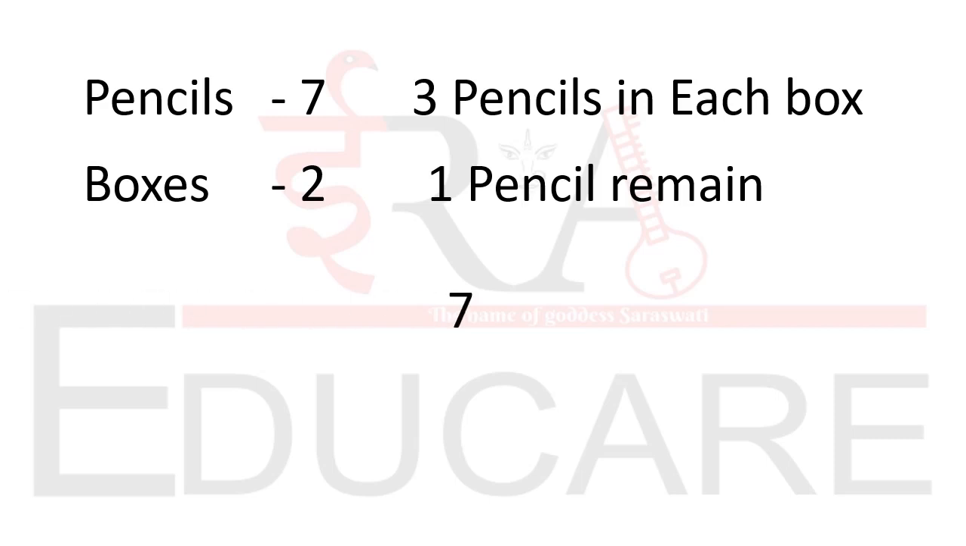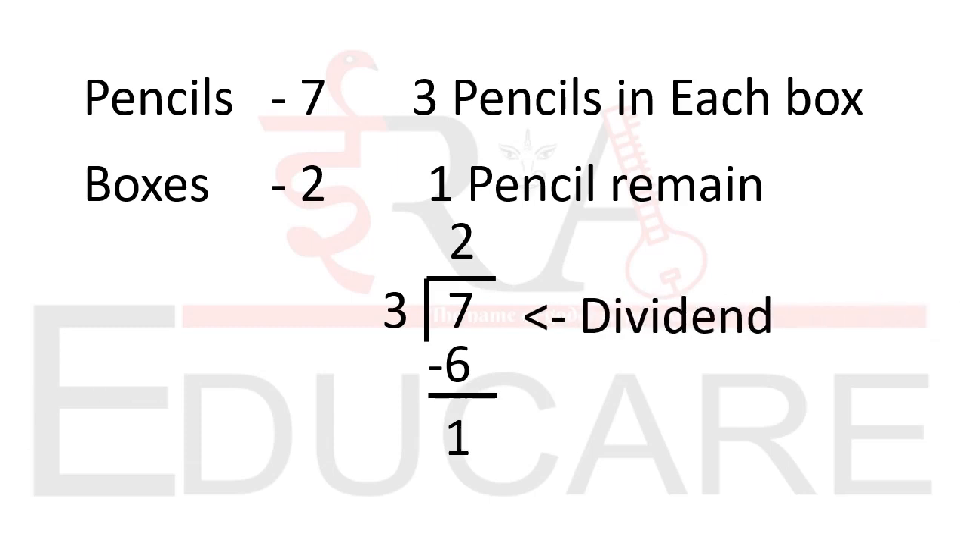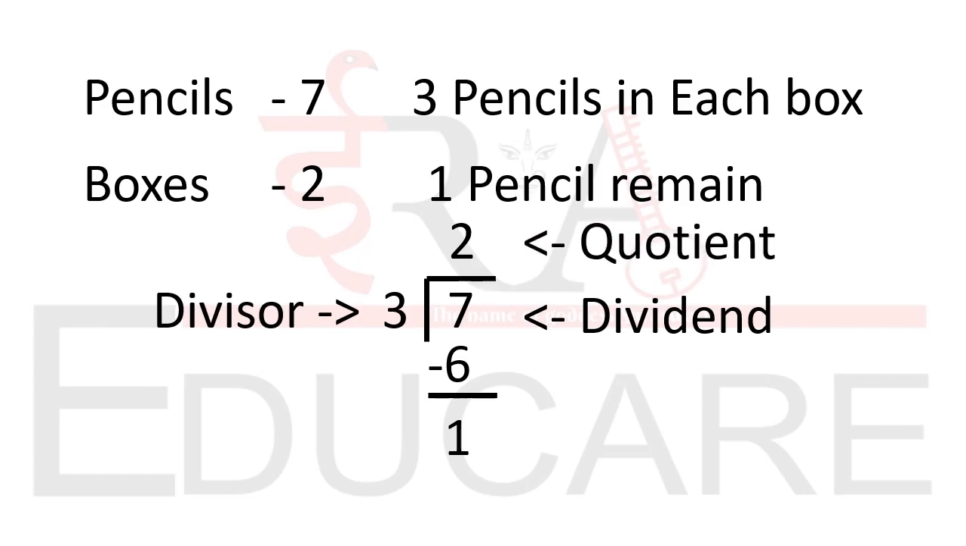You divide 7 by 3, right? So 3 twos are 6. You get 7 minus 6, a remainder of 1, right? So here 7 is the dividend, 3 is the divisor, 2 is the quotient and 1 is the remainder. This is the simple logic of division. There is nothing new added in 10th standard. This is the method which you already learned in previous standards.